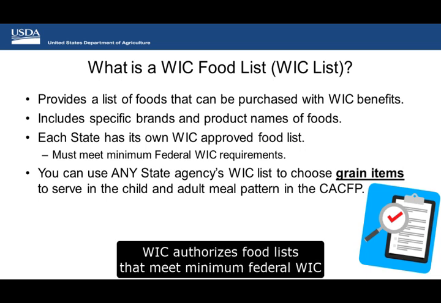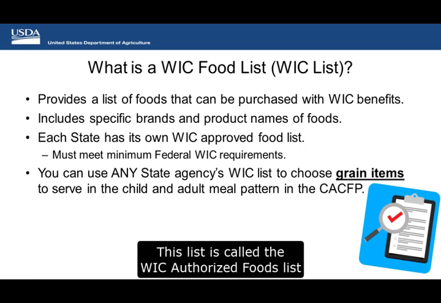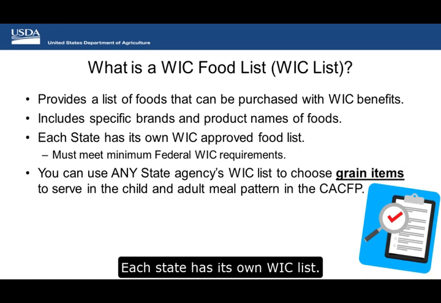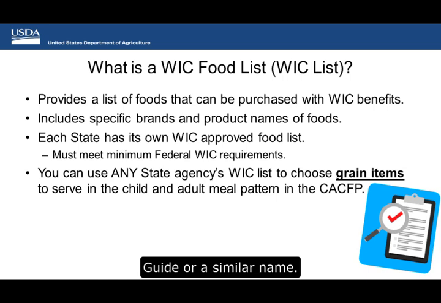WIC authorizes food lists that meet minimum federal WIC requirements and can be purchased with WIC benefits. This list is called the WIC Authorized Foods List, or WIC list. It includes specific brands and product names of foods. Each state has its own WIC list, and in some states, it may be called the Approved WIC Food Shopping Guide or a similar name.